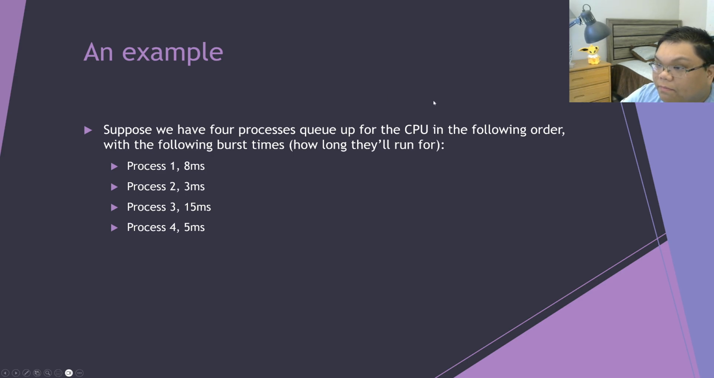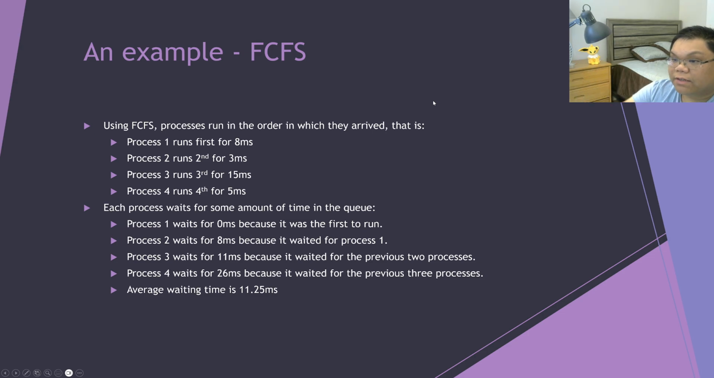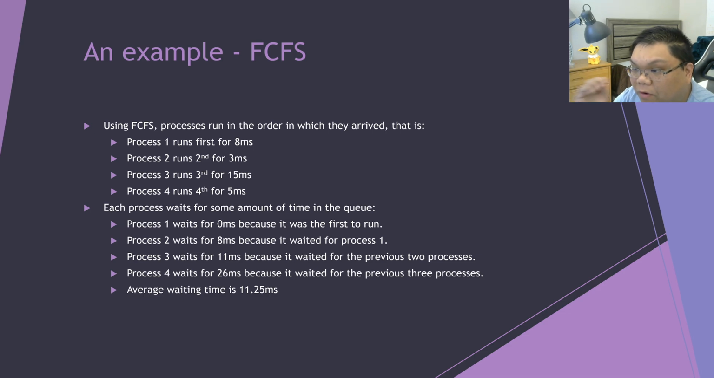Using first come, first serve, we basically run these in the order in which they arrived. That is, process 1 runs first for 8 milliseconds, process 2 runs second for 3 milliseconds, process 3 runs third for 15 milliseconds, and process 4 runs fourth for 5 milliseconds.